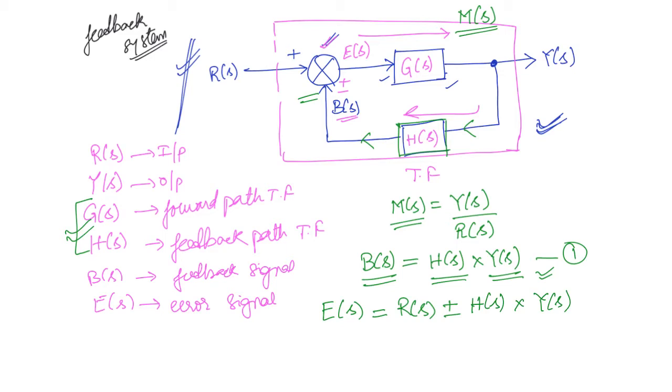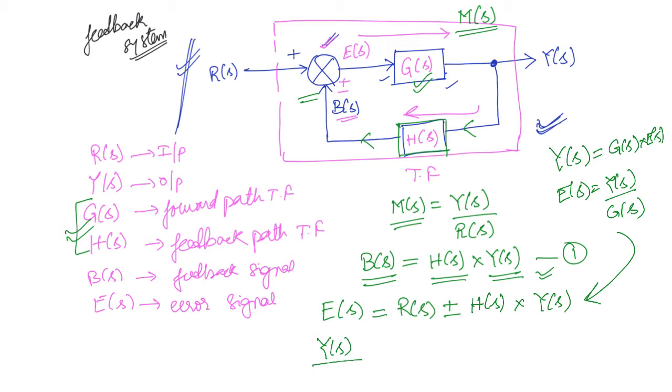Now if you consider the forward path block, that is G of S, what will be the output of that block? It is Y of S. And what will be the input? It is E of S. So output is equal to G of S into E of S, right? So E of S we can write as Y of S by G of S. So this you substitute in this equation, okay? So you will get Y of S divided by G of S is equal to R of S plus or minus H of S into Y of S.